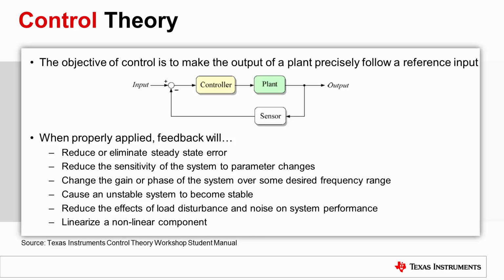When applied properly, feedback will reduce or eliminate the steady state error, compensating for circuit losses at different load conditions by increasing or decreasing the duty cycle. Feedback will also reduce the sensitivity of the system to parameter changes, including variations in input voltage and load transients. It is used to stabilize the system and gives the power supply designer the ability to modify the gain and phase over frequency, which is critical in power converter compensation.